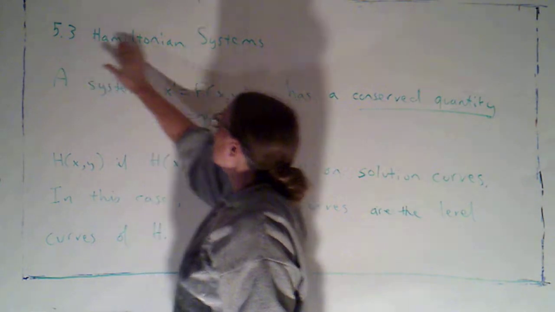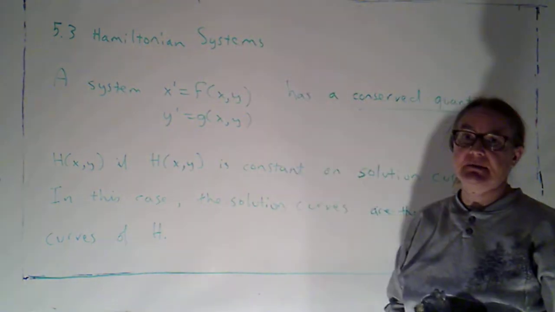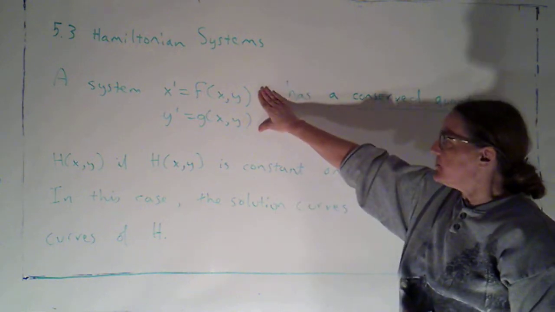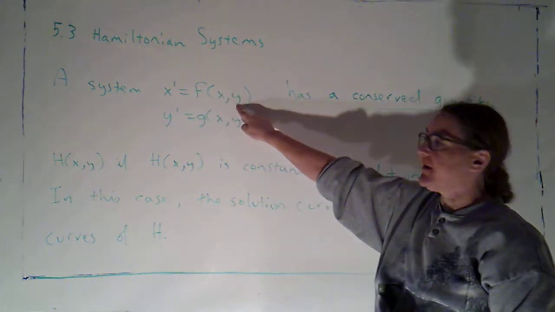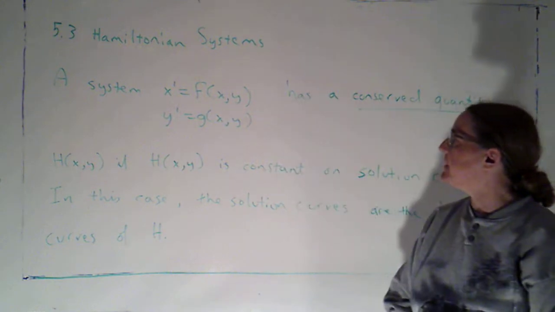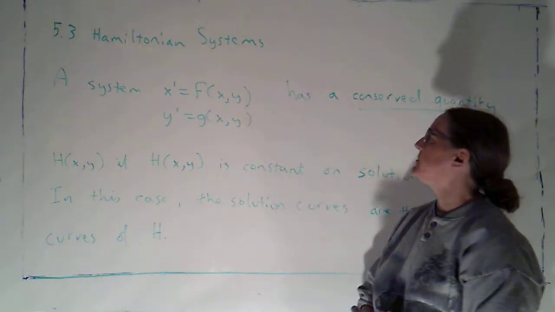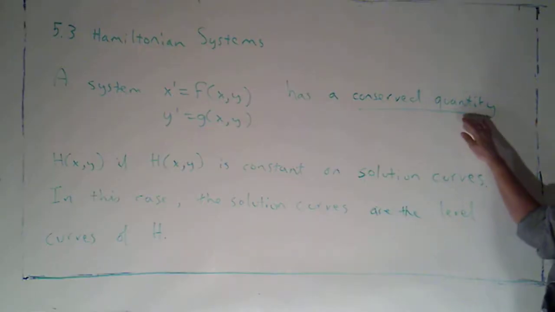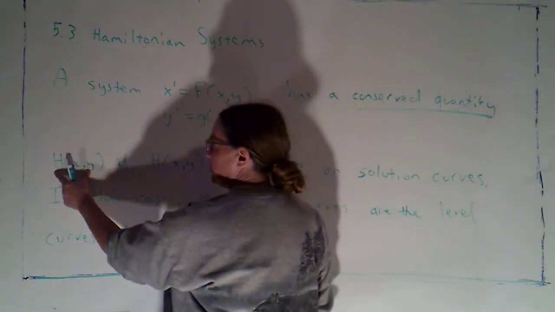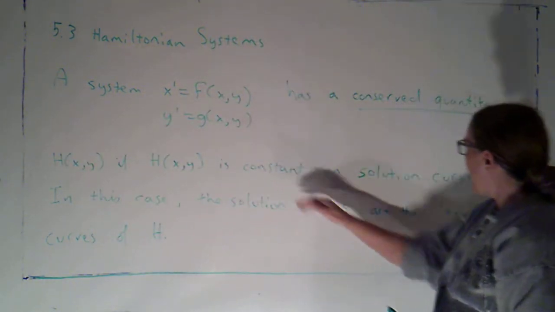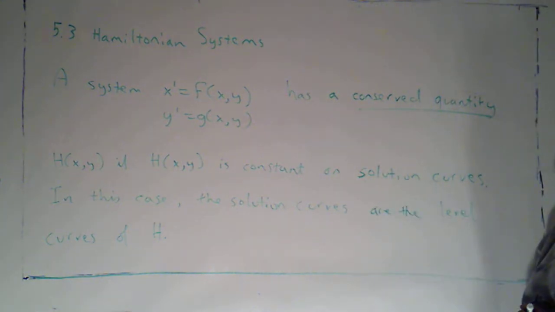Okay, we're ready to start section 5.3, which is on Hamiltonian systems. So I need to start with a definition. If I have a system, so x prime is given as a function of x and y, and y prime is a function g of x, y, so it's an autonomous system here. That system has a conserved quantity, h, which is a function of x and y, if h is constant along those solution curves.